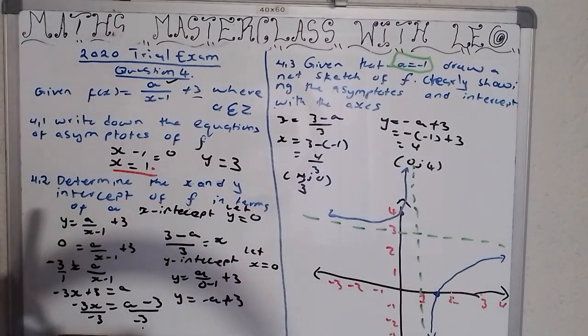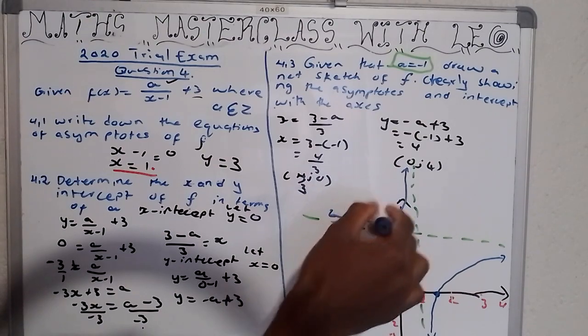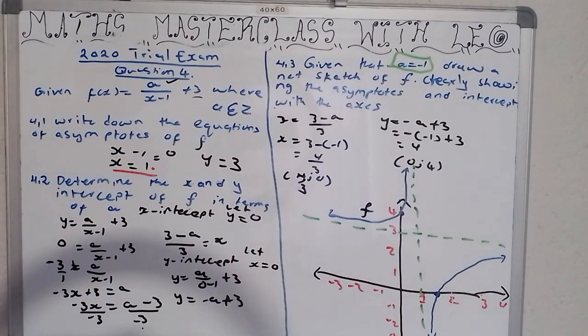Then I am done. I'm done as far as the question was asking. They needed us to draw the graph. Oh, I'm not done. I need to name my graph. I need to give it a name. This is the graph of f. Right? That is my graph.